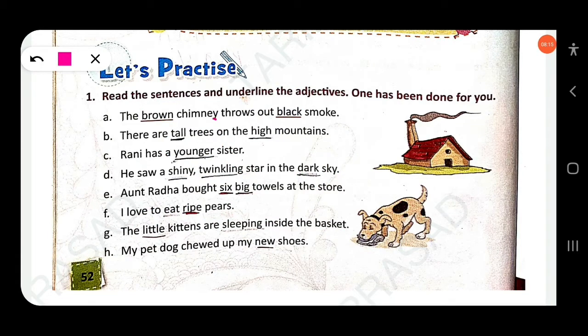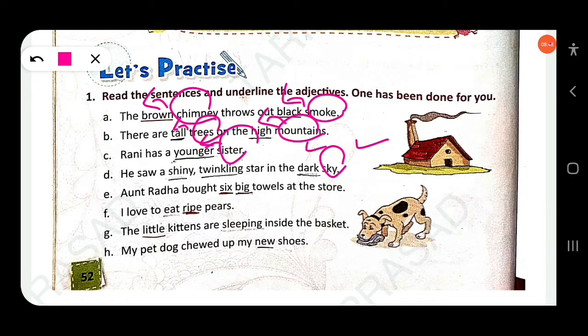Here chimney, noun, adjective brown. Here smoke, noun, adjective black. Trees, noun, adjective tall. Mountains, noun, adjective high. Sister, noun, younger, adjective. Similarly, sky, noun, dark, adjective. Star, noun, twinkling, adjective. And shiny is also used for the star: shiny and twinkling star. Similarly towels, noun, adjectives big and six. Pears, noun, adjective ripe. Kittens, noun, adjective little. Shoes, noun, adjective new.